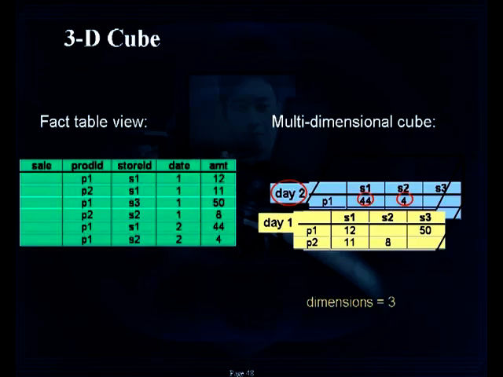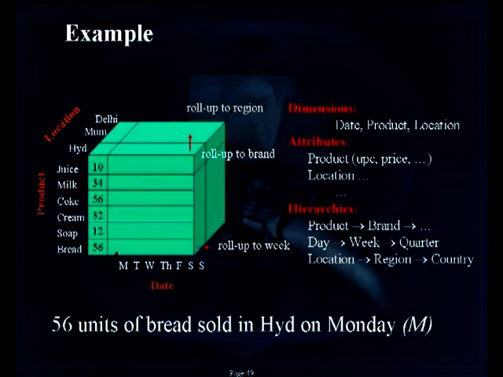If we generalize this philosophy across the hierarchies of various dimensions, we will get different kinds of computation. All these computations are represented in the form of a physical structure called a 3-dimensional cube. For example, there are 56 units of bread sold in a particular city on one day. Day-wise sales are shown here. Similarly, the store names and the product names are also shown on the slide. Roll up to a brand name is shown here, roll up to region is shown here, and roll up to week is shown here.